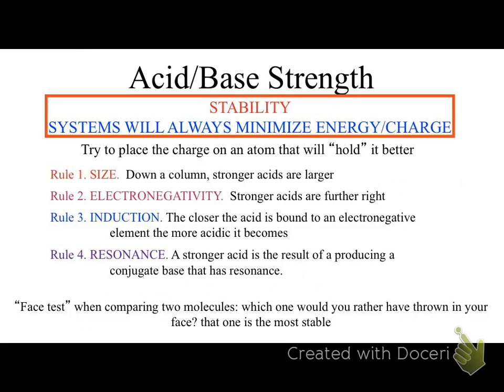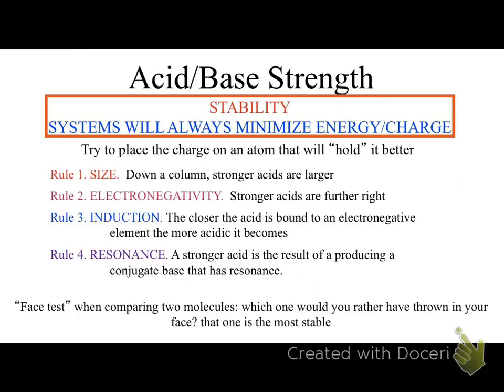Okay, we've already talked about stability. When we're looking at stability of our acids and bases, we're always trying to minimize the energy or charge within an individual system. Everything is striving to minimize as best as possible. So when we're looking at acids and bases, particularly comparing things, we're going to look at where the charge is going to be most stable. What charge do you think we're going to look for when we compare acids? What charge should we be concerned about?